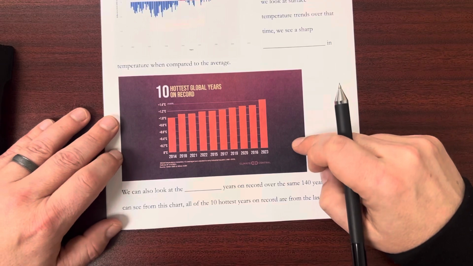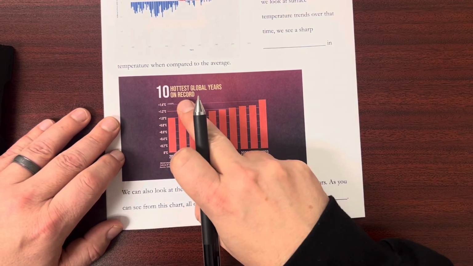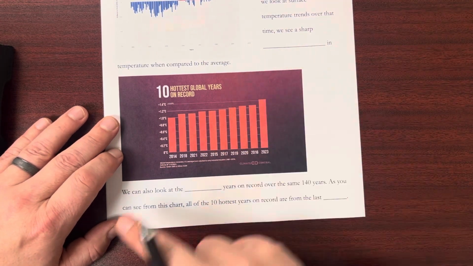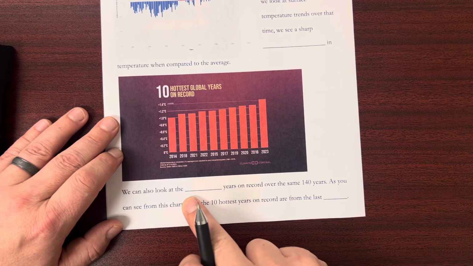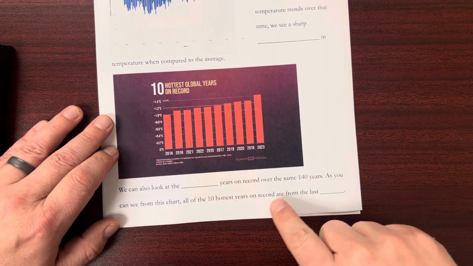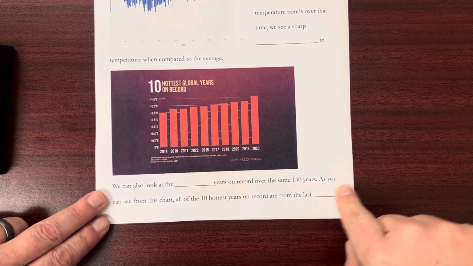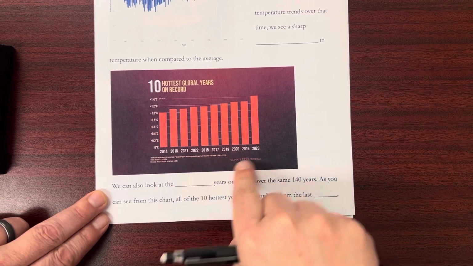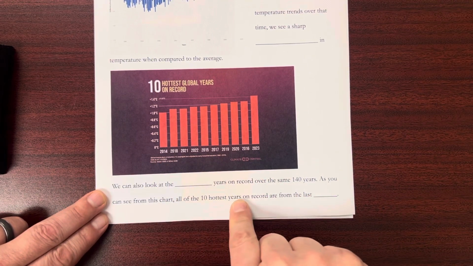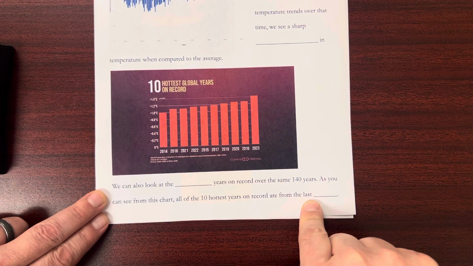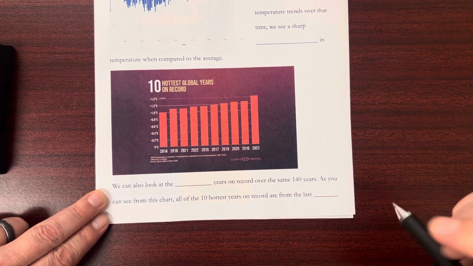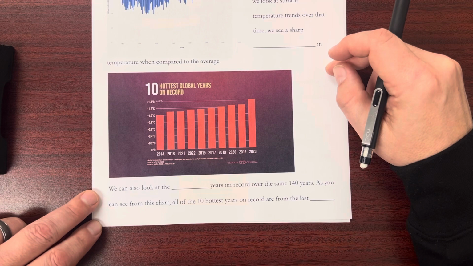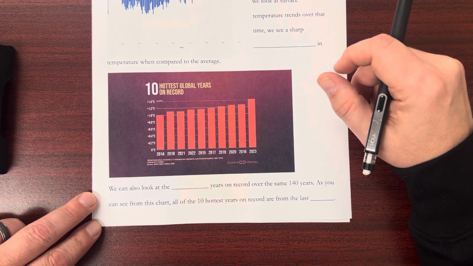All right, now, if you look here, we have the 10 hottest global years on record, okay? And again, this is going back about 140 years. We can also look at the hottest years on record over that same 140 years. As you can see from this chart, look at the years down here, all of the 10 hottest years on record are from the last 10 years. So you could even do this for the hottest 20 years on record, and they'd all be within the last probably 25 years or so.